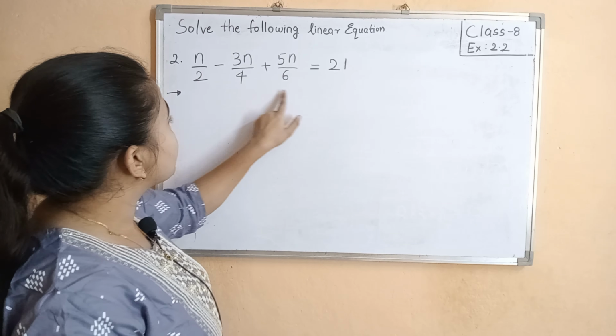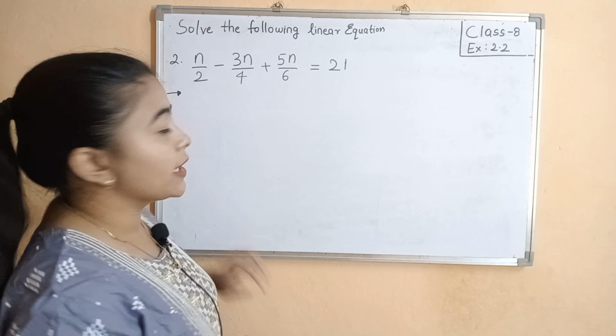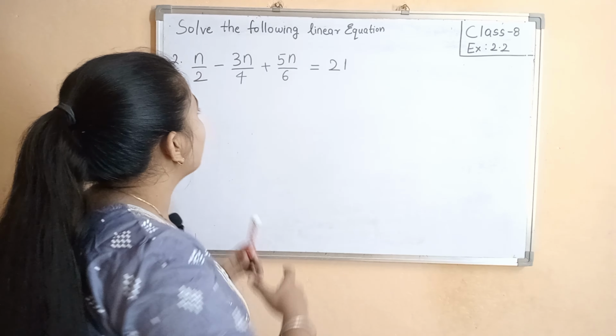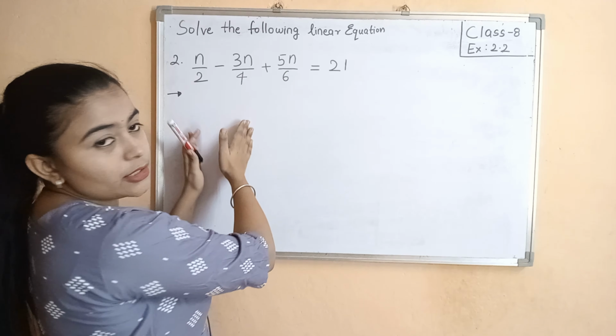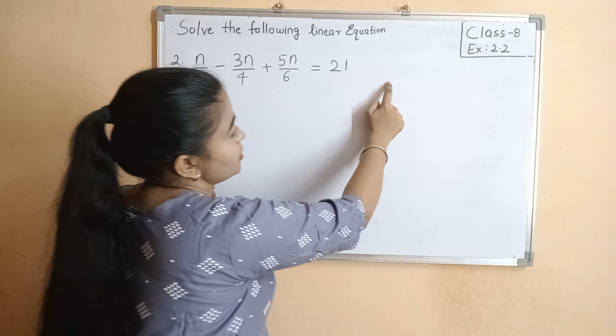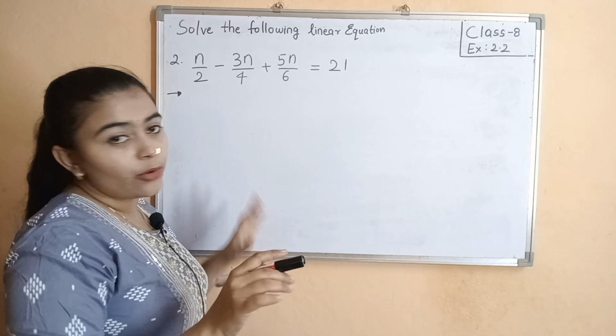Here we are clearly seeing that n is the variable, and all the terms of n are already on this side. So here there is no n term on the other side. The first step is already done.